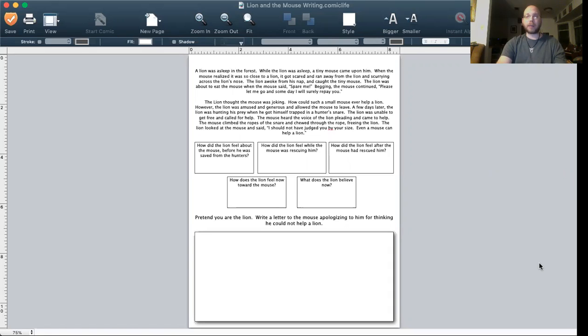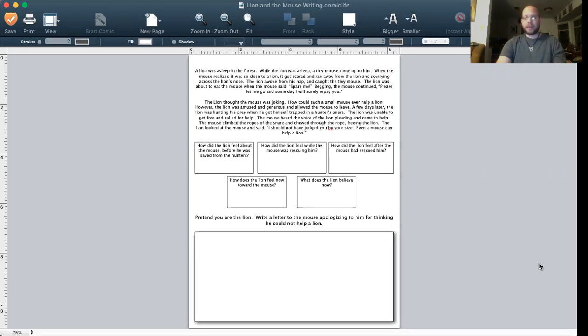The lion thought the mouse was joking. How could such a small mouse ever help a lion? However, the lion was amused and generous and allowed the mouse to leave. A few days later, the lion was hunting his prey when he got himself trapped in a hunter's snare. The lion was unable to get himself free and called for help. The mouse heard the voice of the lion pleading and came to help. The mouse climbed the ropes of the snare and chewed through the rope, freeing the lion. The lion looked at the mouse and said, "I should not have judged you by your size. Even a mouse can help a lion."